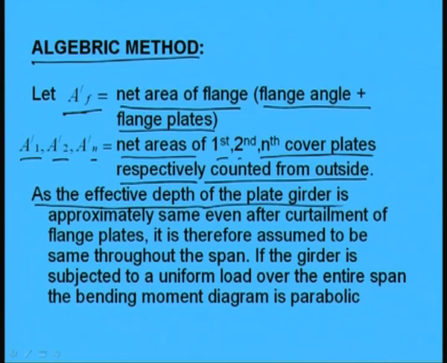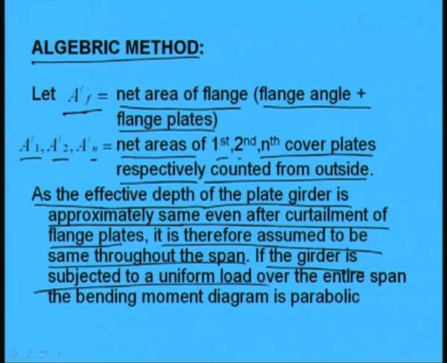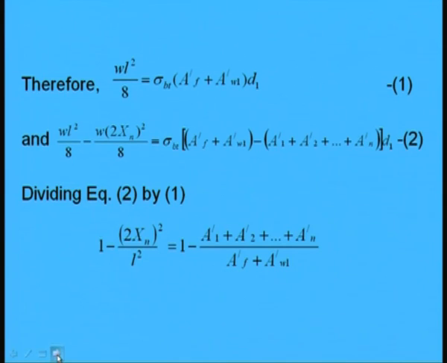As the effective depth of the plate girder is approximately the same even after curtailment of flange plates, it is therefore assumed to be the same throughout the span. If the girder is subjected to a uniform load over the entire span, the bending moment diagram is parabolic, as I was telling. In that case, we know the maximum bending moment will become WL square by 8, and this external moment has to be carried by the plate. So the moment of resistance will become sigma Bt into A dash F plus A dash W1 into D1, right. The terms which we already used in the last lecture, similarly we will use here.